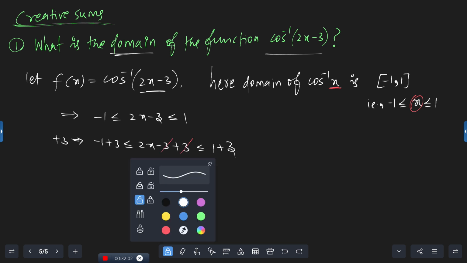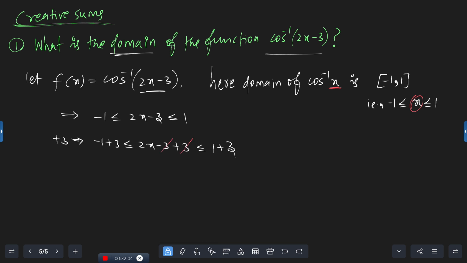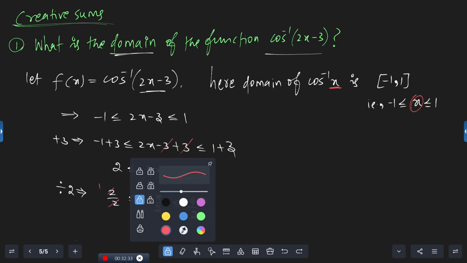What do I have remaining then? Here if you simplify, what am I getting? 2 less than or equal to 2x less than or equal to 4. I need only x, I said. X you need now. What do we have to remove here? 2. How will you remove? Divide by 2. Very good. If you divide by 2, you will be getting 2 divided by 2 less than or equal to 2x divided by 2 less than or equal to 4 divided by 2. After simplifying, you will be getting 1, 2. So then what is my x value?